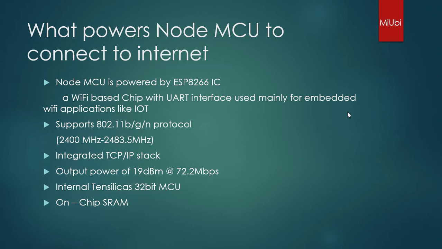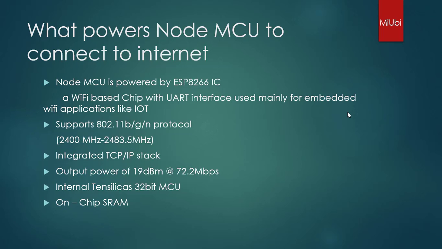Now, what makes NodeMCU connect to the internet? NodeMCU is basically powered by ESP8266 hardware, which is a very minute IC of very small size. You can observe it. The metallic shield present on your NodeMCU is the ESP8266 IC, which has the necessary hardware to connect to networks based on 802.11 b, g or n protocols. So these are basically WLAN protocols which work at 2.4 GHz frequency.